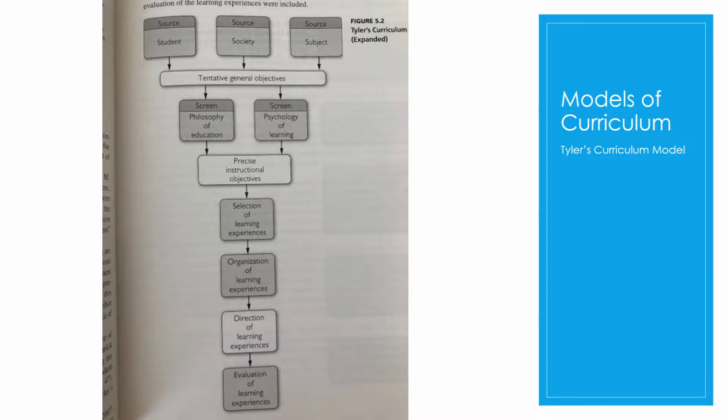Next, he applied some philosophical screens, and those are the philosophy of education and the psychology of learning. Then, instructional objectives are created with the design of learning experiences. So you can see how that flows down. Input, screens, and then what do we need as the instructional objectives.